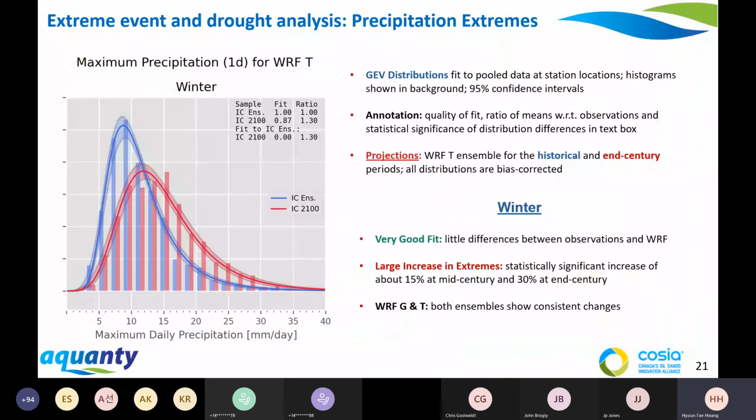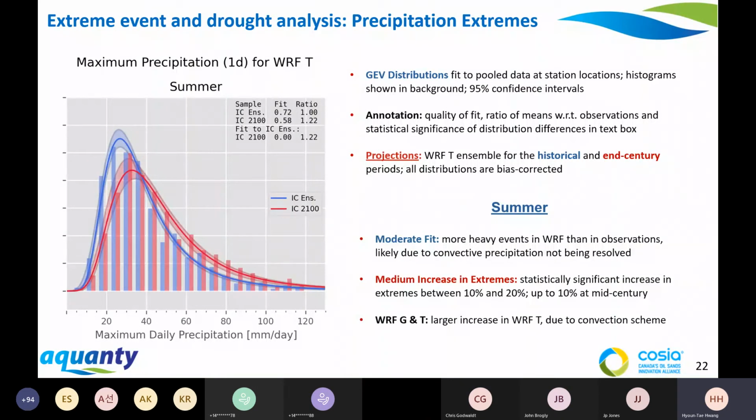And then we estimate the generalized extreme value distribution, comparing observation and simulation for the historic period. There is a high agreement between observation and simulation results. The blue line represents the historic extreme value analysis distribution, and the red line represents the end of century extreme value analysis. As you can see here, there is about a 30% increase in extreme event conditions during wintertime. And next, please.